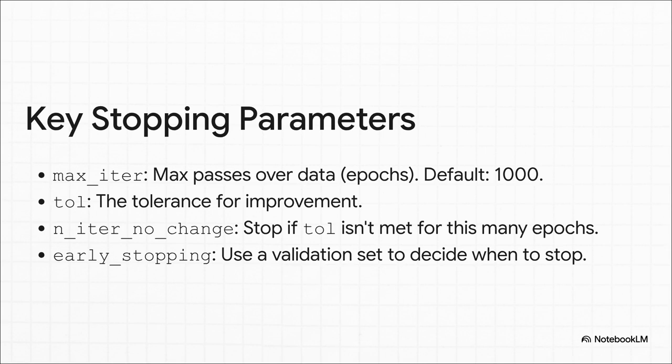And even cooler is early stopping. This one is so smart. It automatically keeps a little bit of data on the side and watches it. The second the model's performance on that side data starts to get worse, it slams on the brakes. This is your best weapon against overfitting.